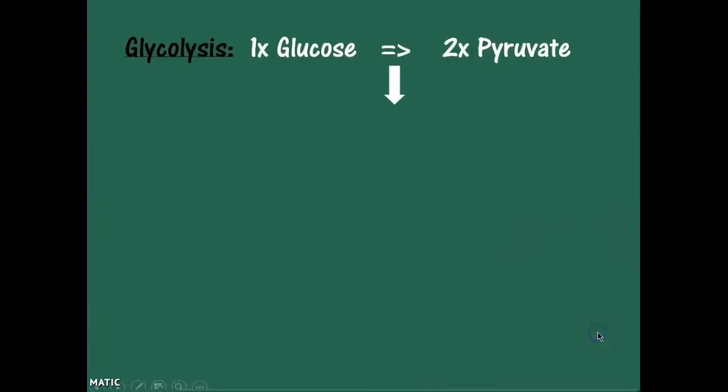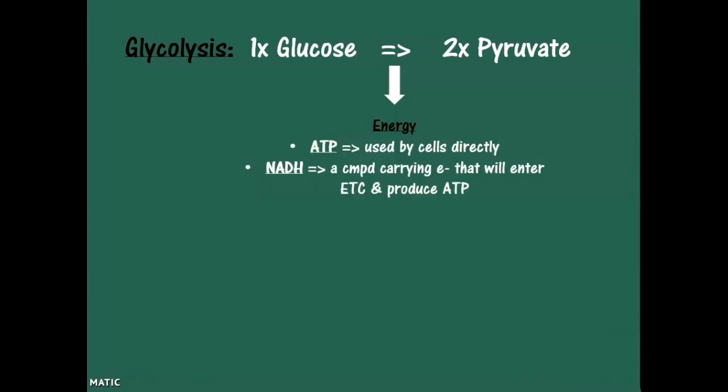Finally, we will sum up with the following slide, where in glycolysis from 1 glucose molecule we produce 2 pyruvate molecules, and the energy produced, which is ATP and NADH. ATP is directly used by cells, while NADH, a compound carrying electrons, will enter the ETC and produce ATP.